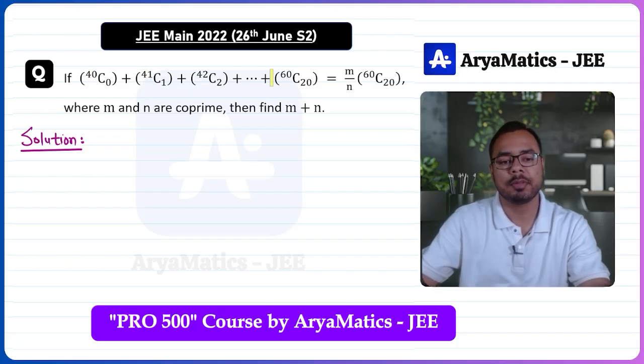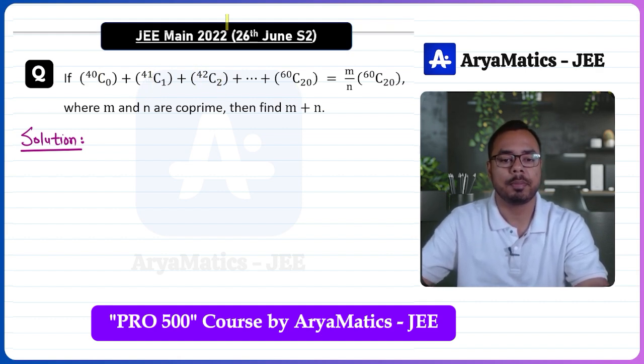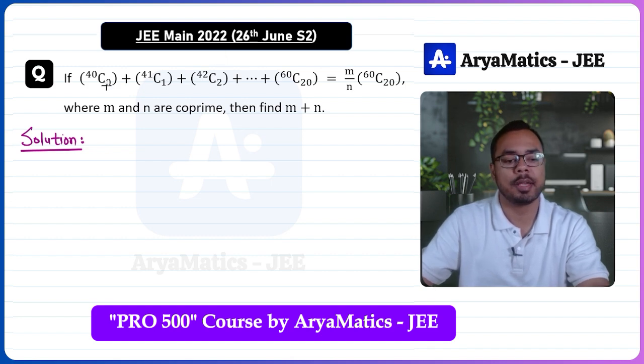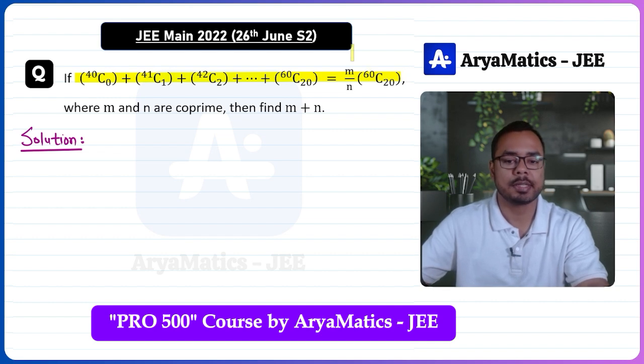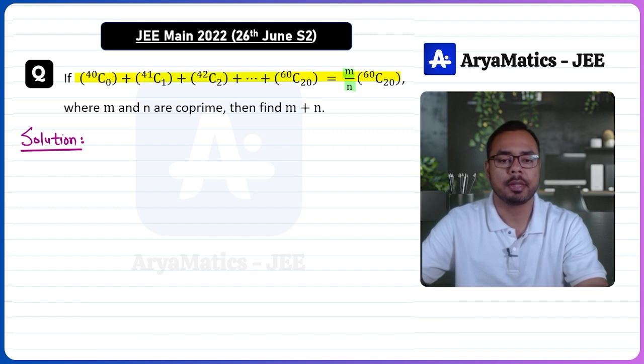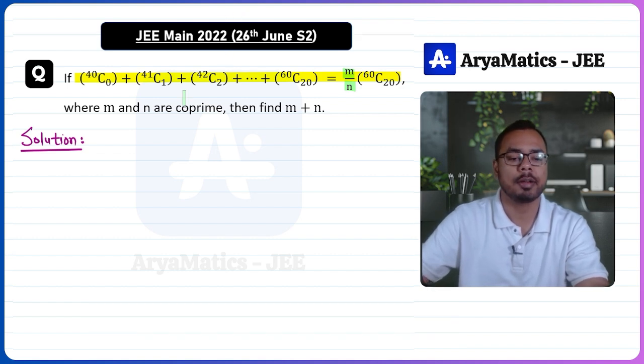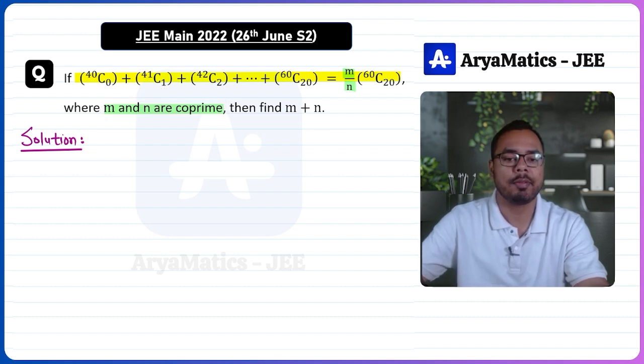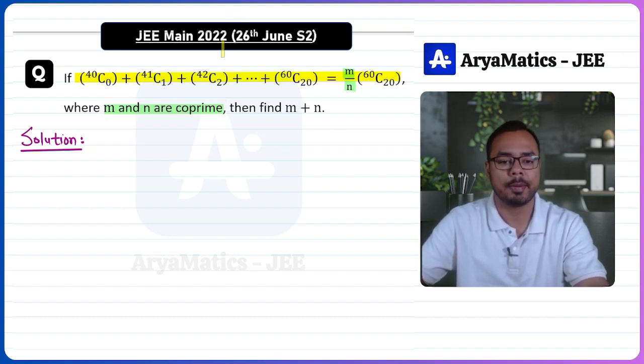If the sum of this series 40C0 plus 41C1 plus 42C2 and so on to 60C20 is m by n into 60C20, where m and n are co-prime numbers, that means there is no common factor between m and n. The HCF of m and n will be 1. Then we have to find the value of m plus n.